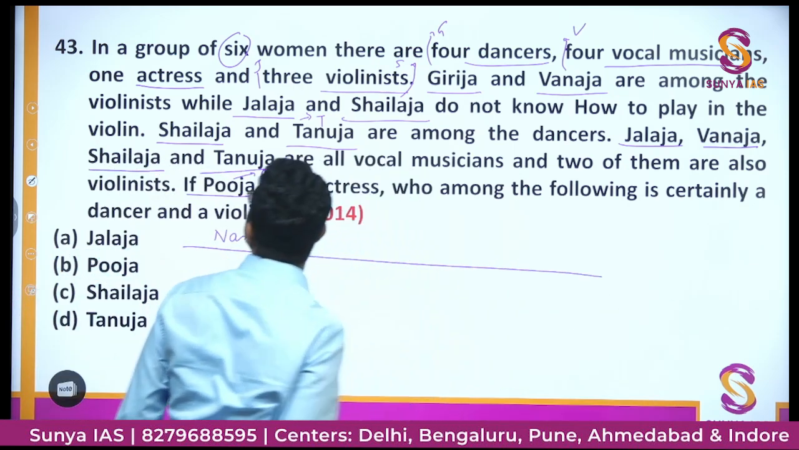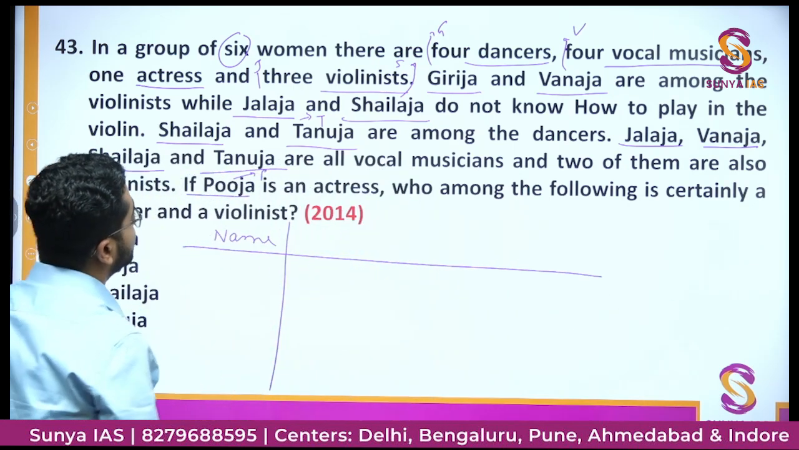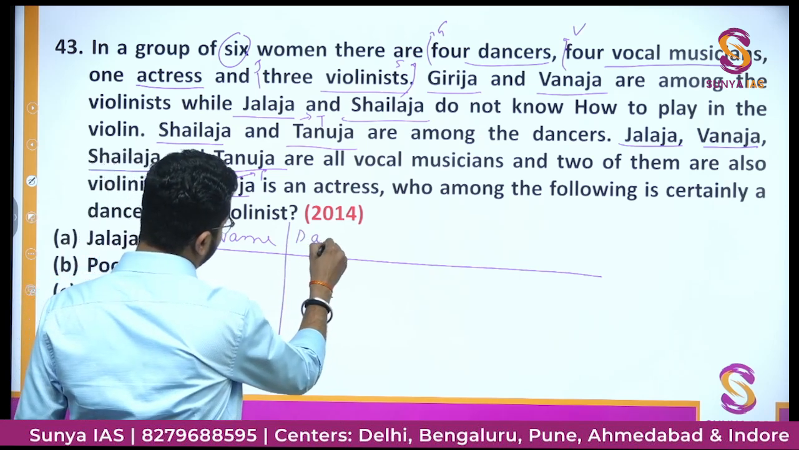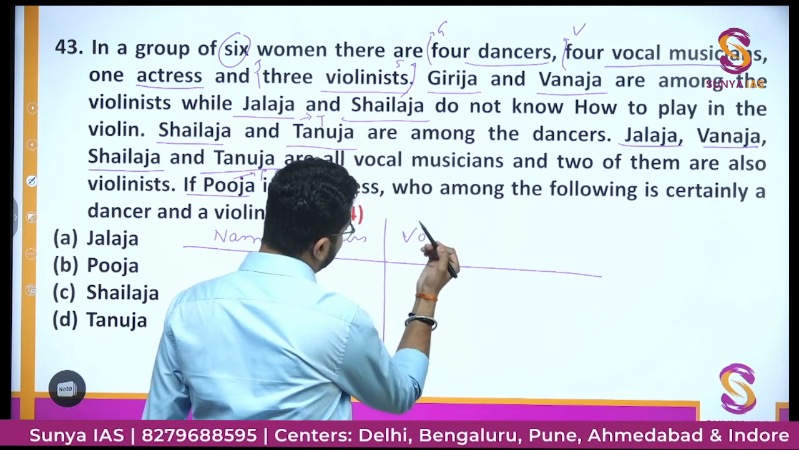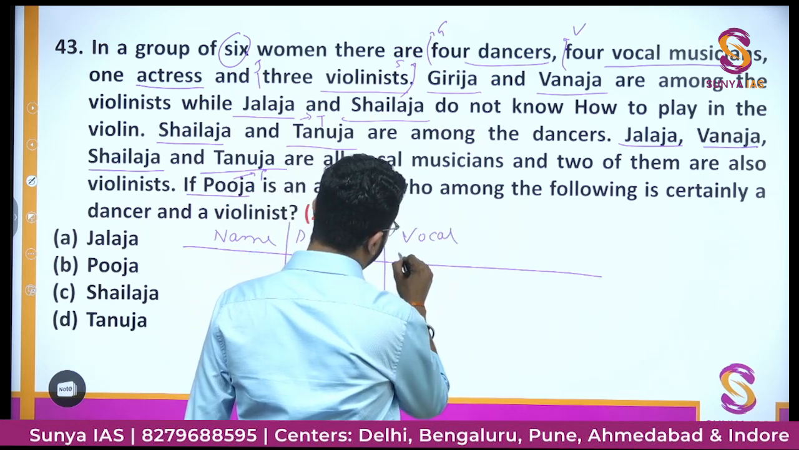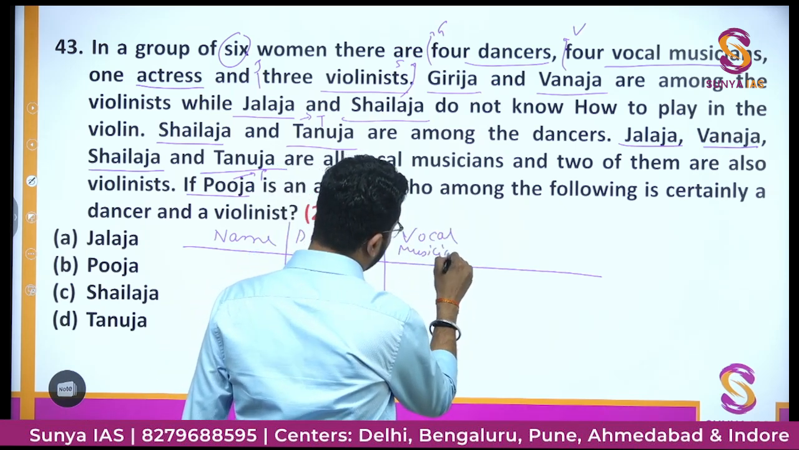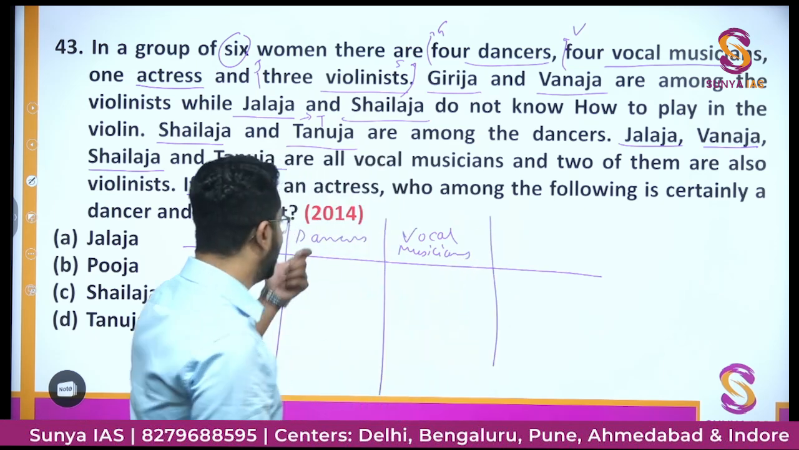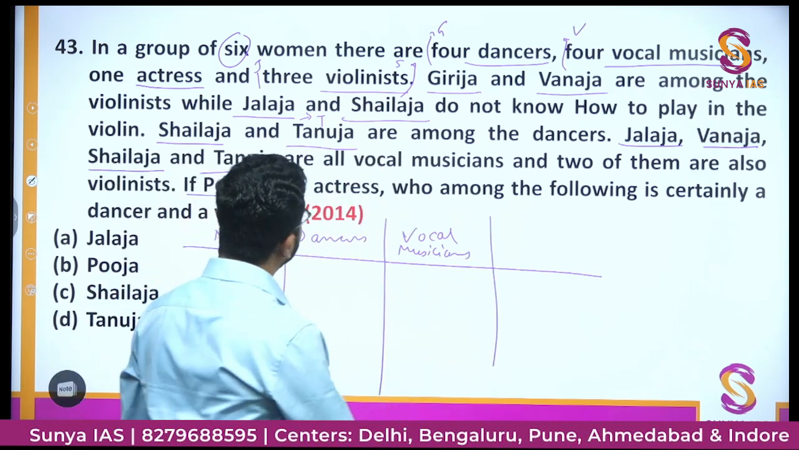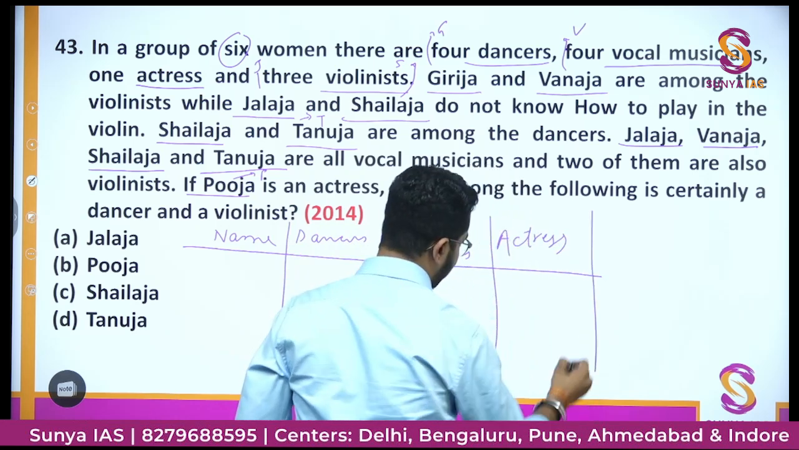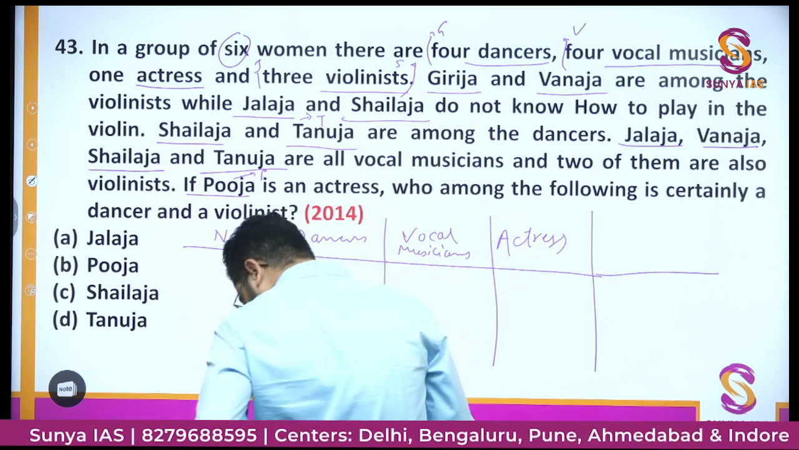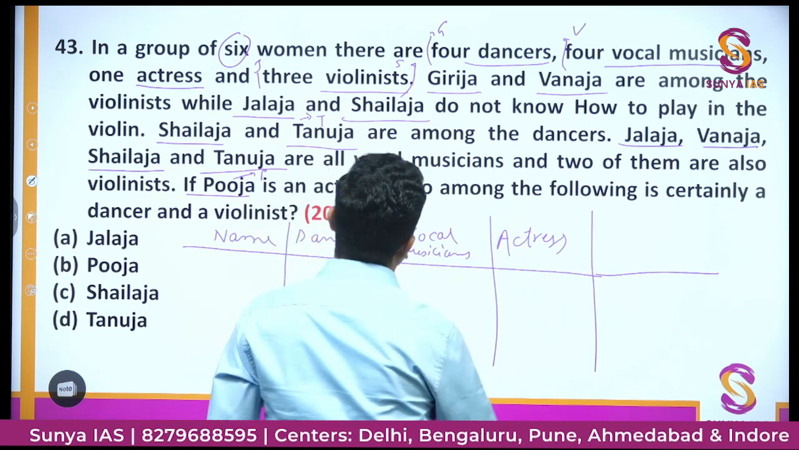Then there are dancers, vocal musicians. This also you can use abbreviations, D, VM, like this, but I'm just writing in full, so there should not be any confusion. Actress, violinists.